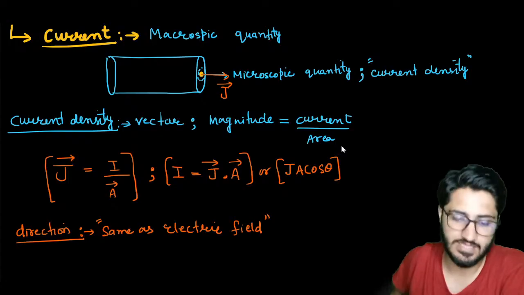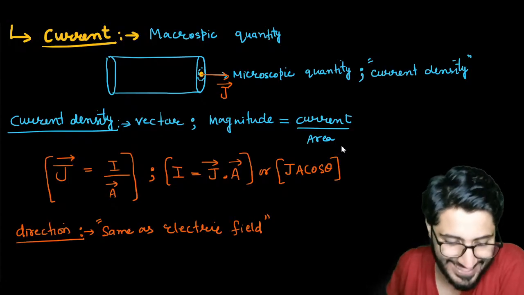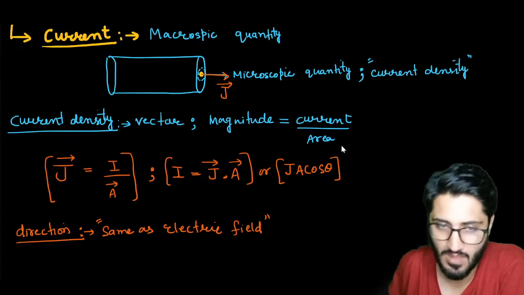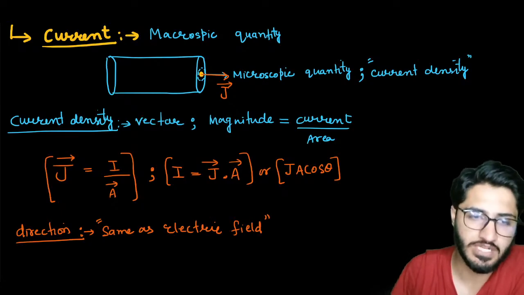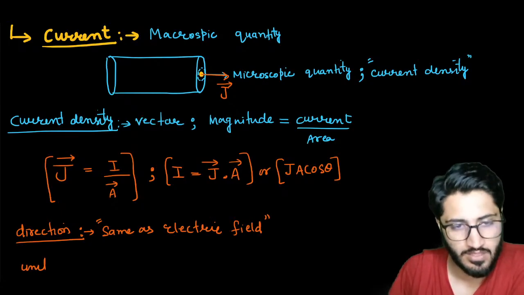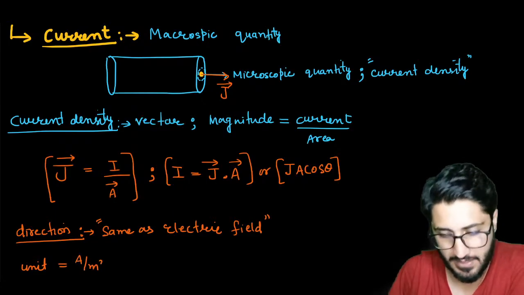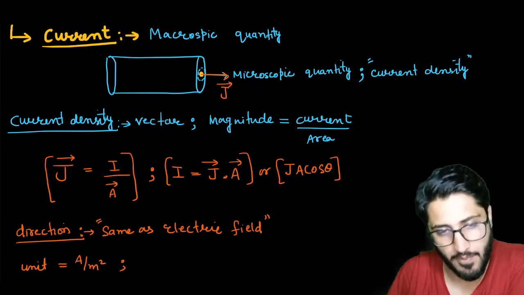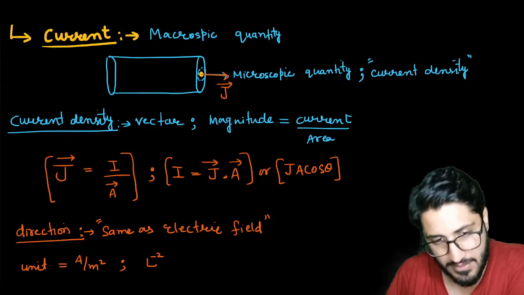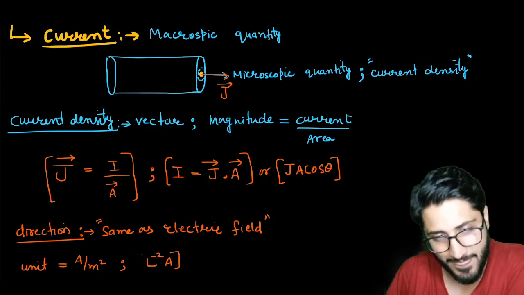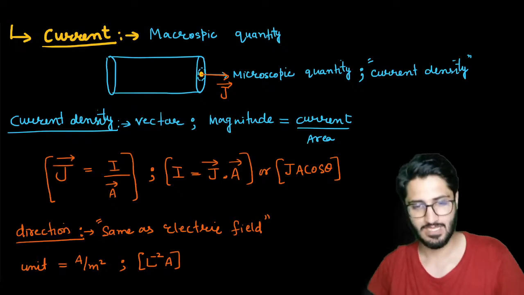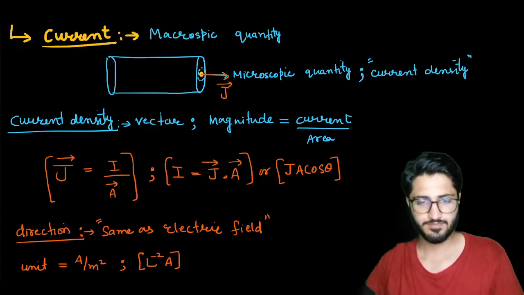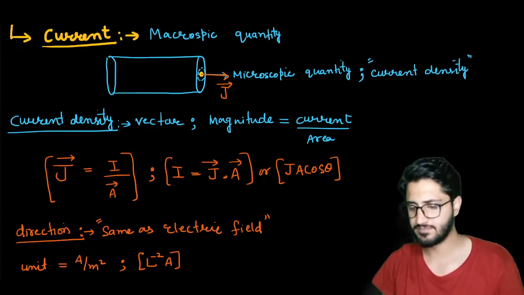Okay, so it is J A cos theta. If we talk about its unit, what is I? I is ampere. So ampere per meter square. If we talk about the dimensions, I can write it as A L to the power minus 2. Done, beta? Easy?